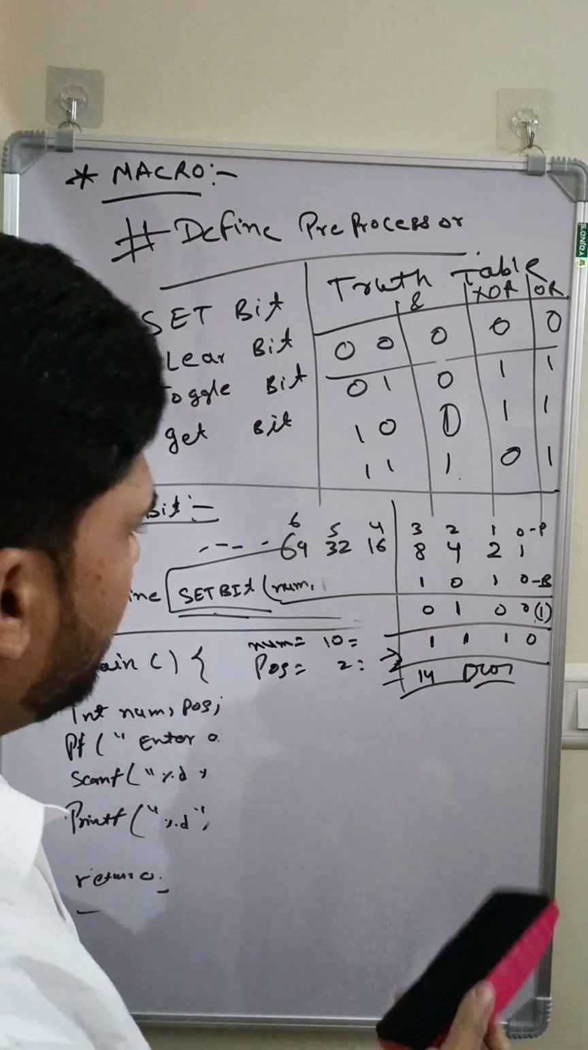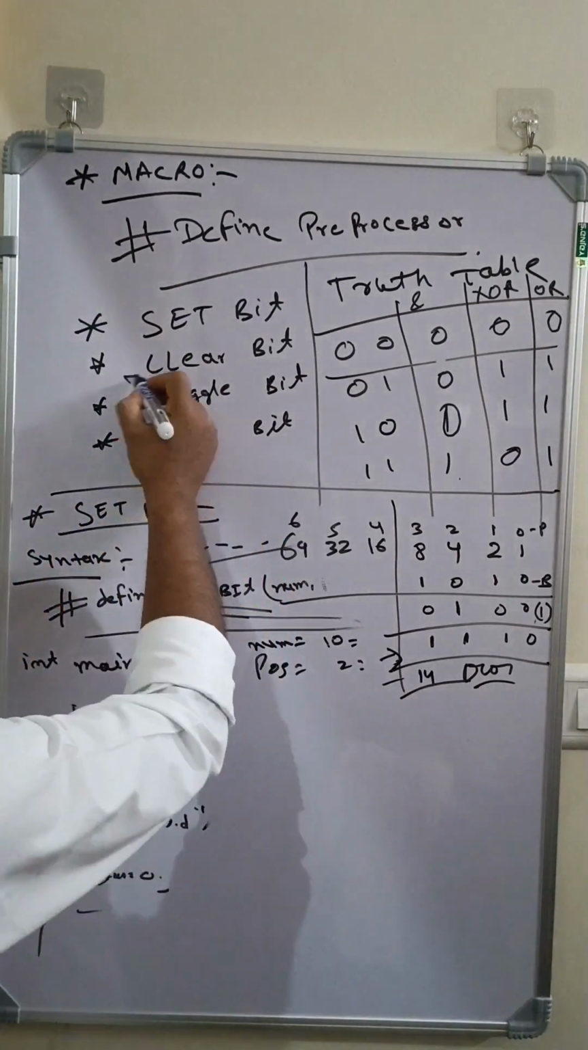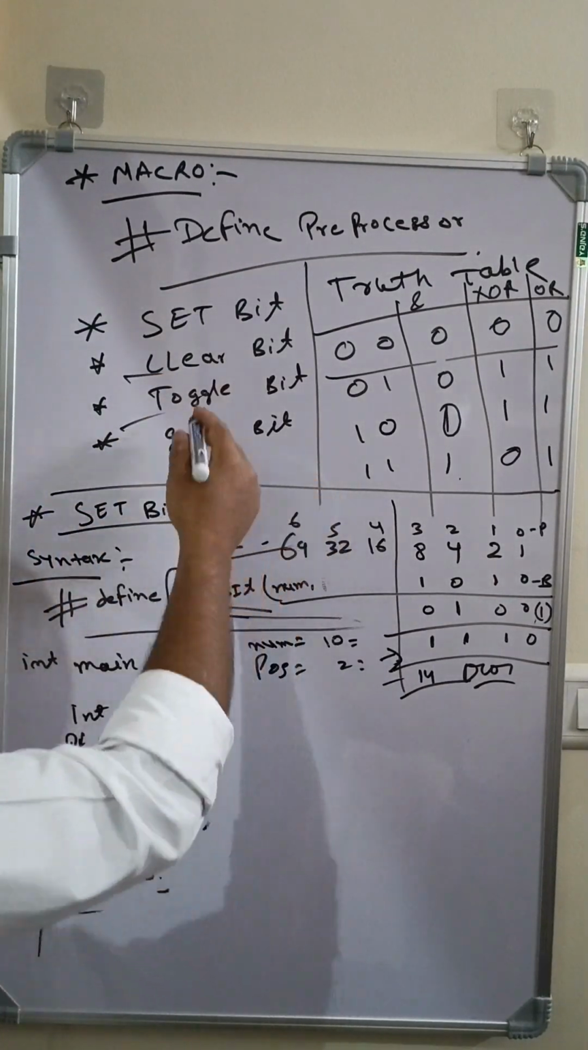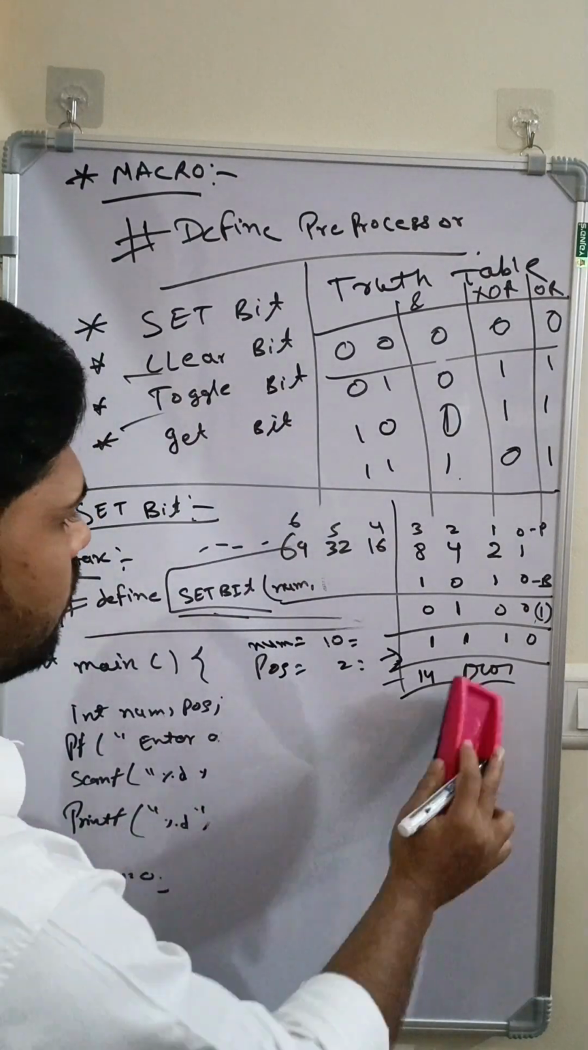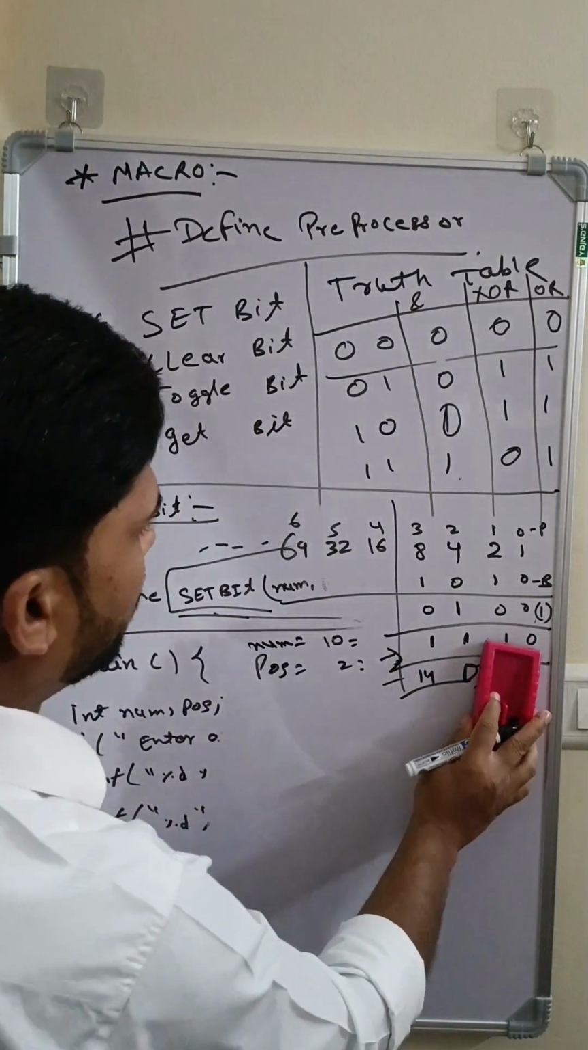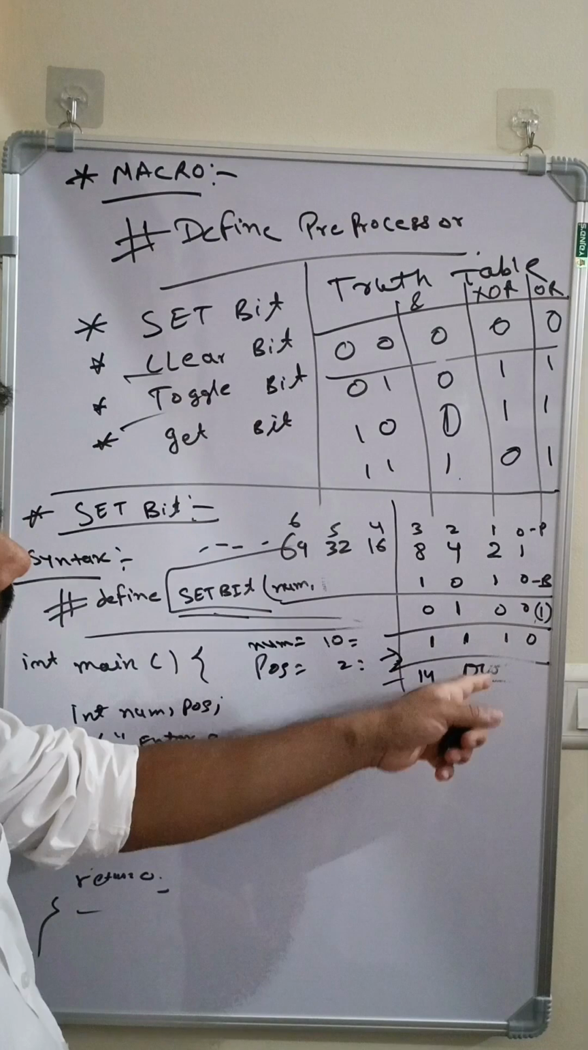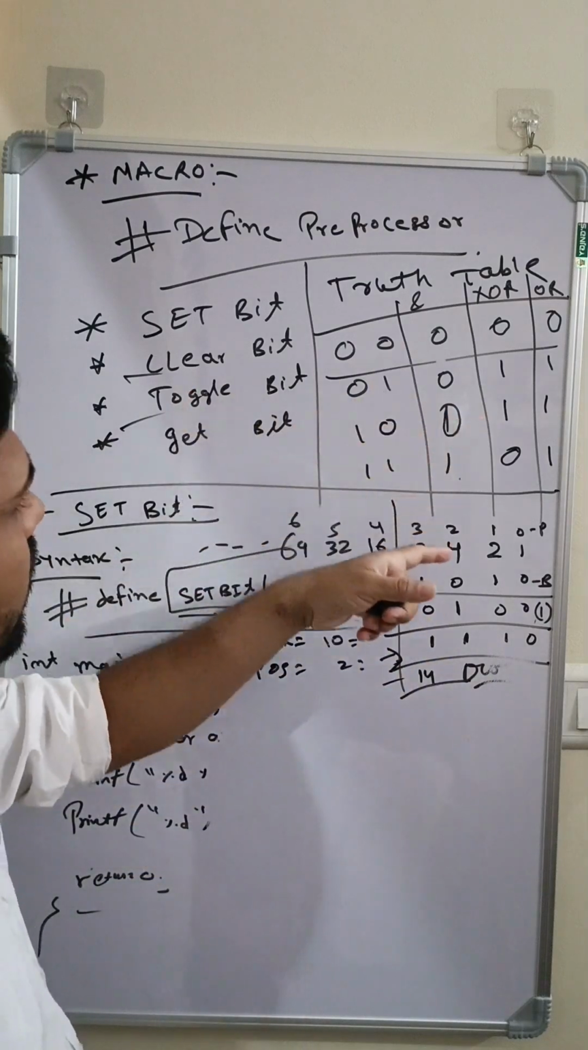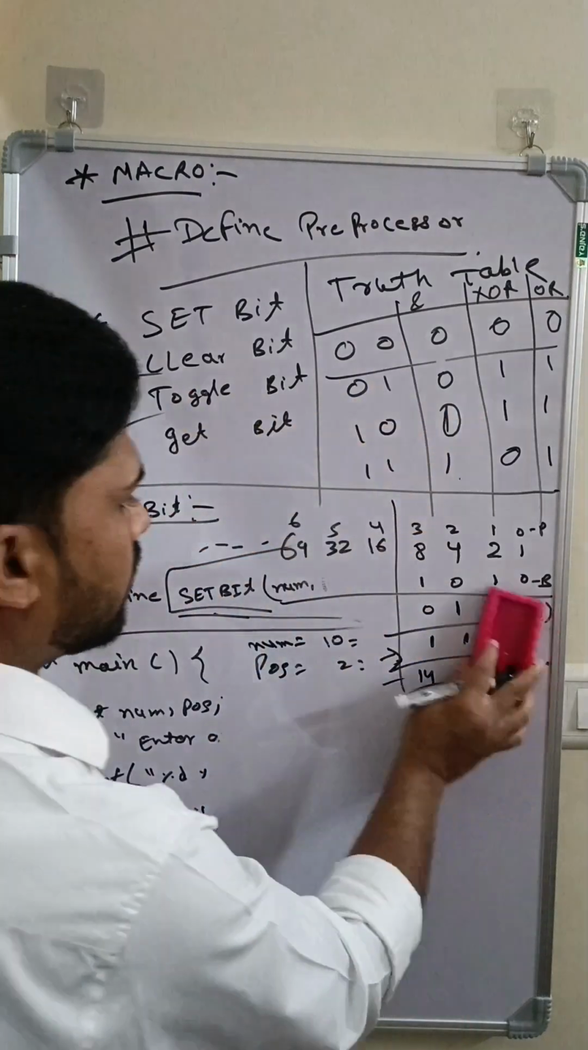Same way we can clear the bit, toggle the bit, and get the bit. In clear the bit I can explain the syntax for all of that. The operation is the same idea: if it is AND, you have to do AND. Clear means clear the bit, toggle the bit, get the bit.